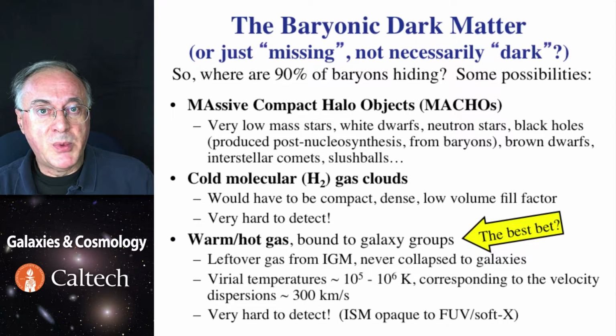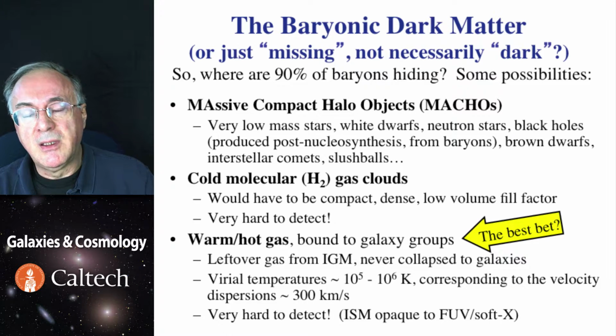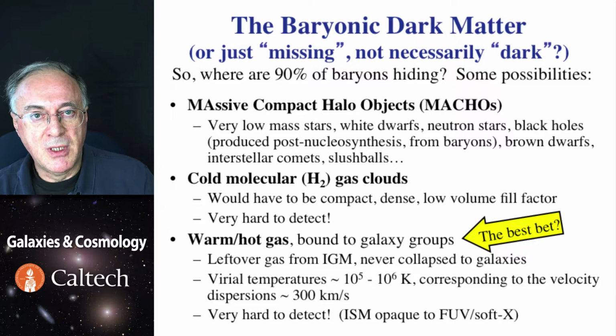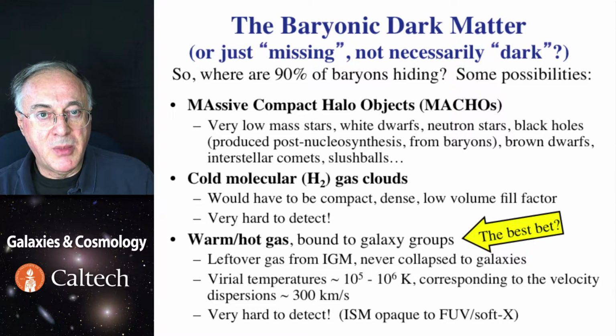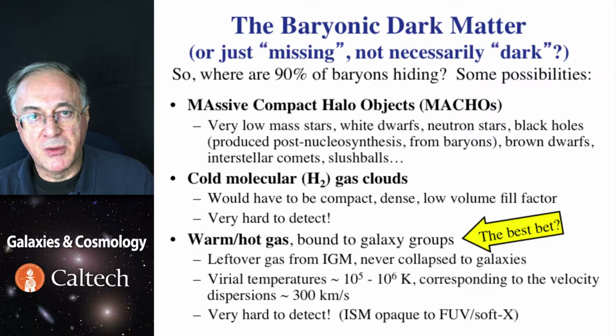The final possibility, and most likely the correct one, is that these baryons are in form of hot gas bound to galaxy groups, simply corresponding to the large-scale structure. Because of the virial temperature equilibrium, it has to be balanced against whatever the gravitational potential is. The expected temperature of this gas is of the order of million degrees Kelvin. So that's not as hot as X-ray gas in clusters of galaxies. The predictions are made by numerical simulations of structure formation, and it's a perfectly reasonable thing to expect.